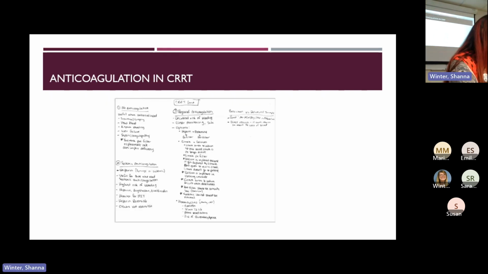This goes into our anticoagulation for CRRT. A lot of the patients we've had recently have liver failure and are in DIC. So you can't use any sort of anticoagulation. Citrate cannot be used in liver failure patients because they can't clear it. And even though theoretically the citrate shouldn't get to the patient, some of it still does, and they can't clear that. Obviously, if they're in DIC, they can't have heparin.